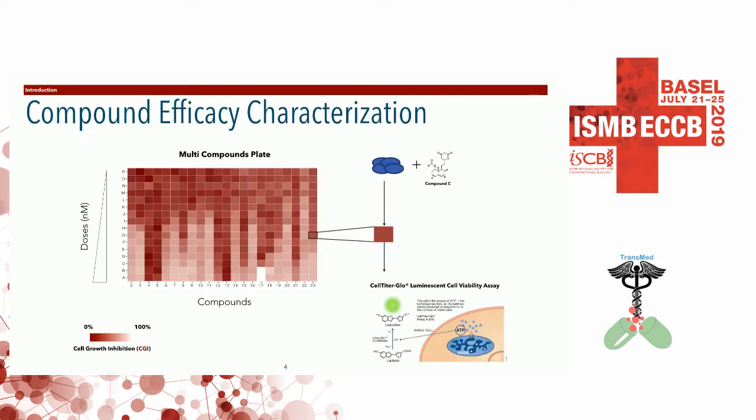We want to do this kind of experiment in the hope of characterizing compound efficacy. This is normally done by analyzing multiple compounds on a multi-well plate. For example, here, each column is compound specific. And in each well, we'll have a number of cells and a specific concentration of a given compound, and the response will be assessed through viability assays. We are actually interested in analyzing this list of responses.